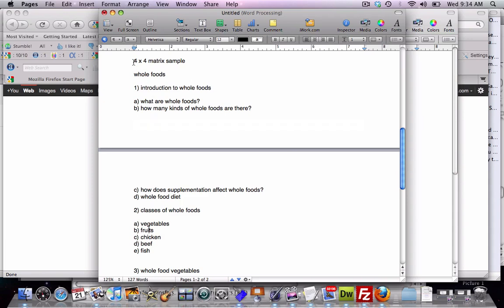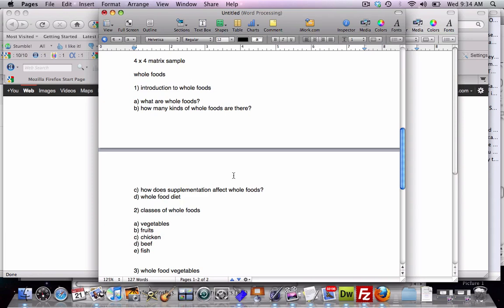Now let's take this to the next level. Imagine if we did 10x10, and so instead of 4 ideas with 4 sub-ideas, we had 10 ideas with 10 sub-ideas, and we wrote 1 page on each idea. We'd have a 100-page book, wouldn't we?